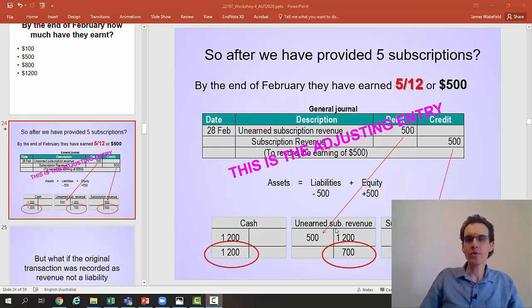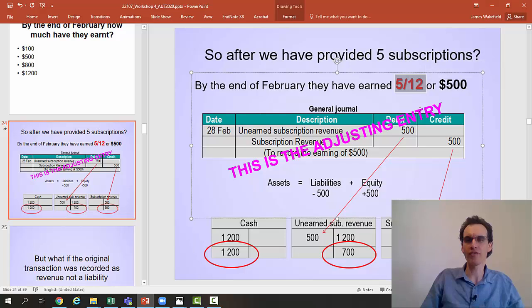So remember, we originally accepted $1,200 in cash as payment for future delivery of magazines. So from the 1st of October until the 28th of February, 5 out of the 12 months have passed. So that means the magazine company has earned 5/12 of the revenue they accepted up front. So 5/12 of $1,200 is obviously $500.